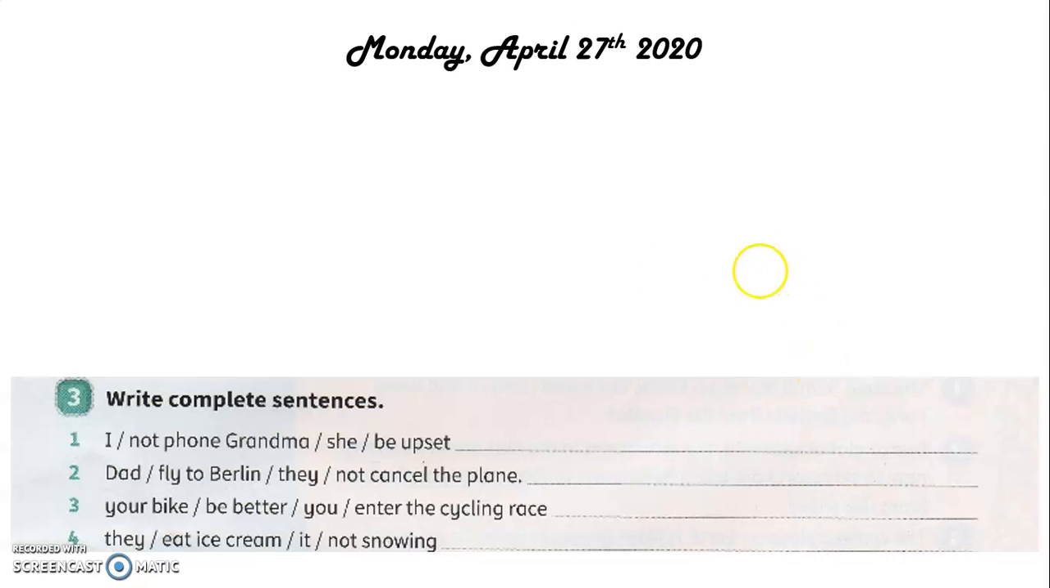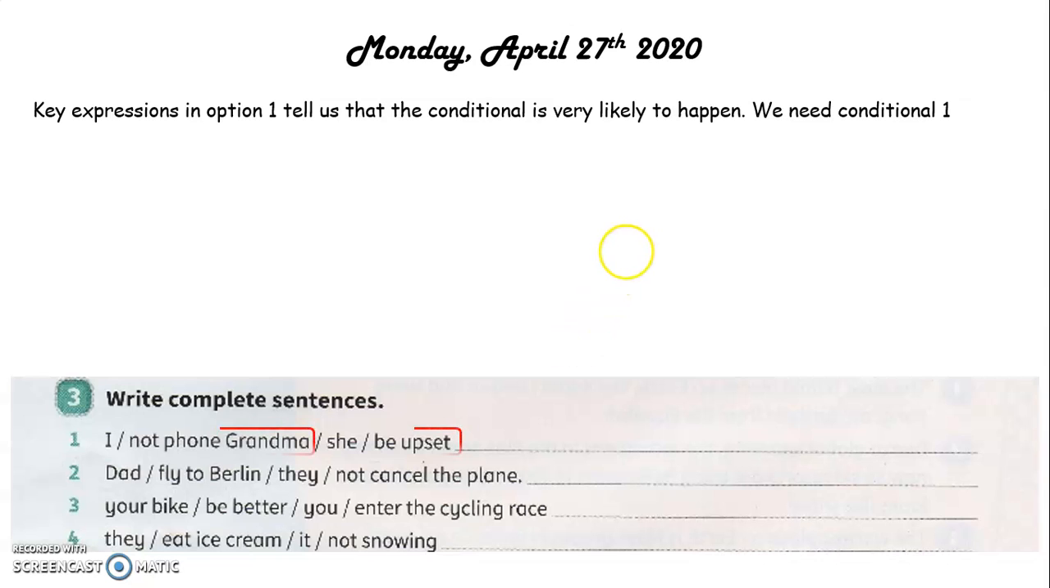Let's move on to the next activity. Next activity, you have to complete the conditionals, but you have to be very careful about what you are talking about. Something that is very likely to happen, first conditional. Something that is very difficult to happen, second conditional. Analyze the first sentence. In the first sentence, if I check the key expressions like no phone grandma and be upset, with this information I can see that the result is very likely to happen. So the conditional that I need is the first conditional.